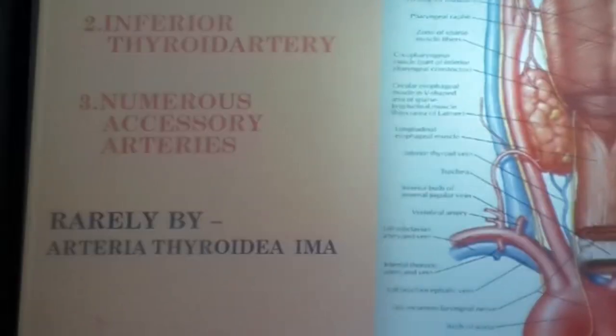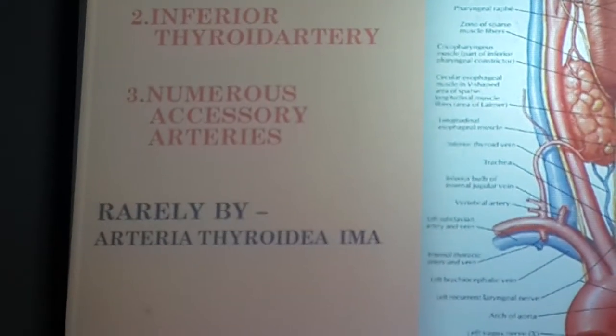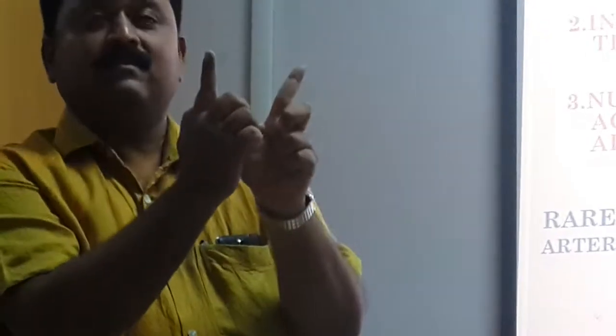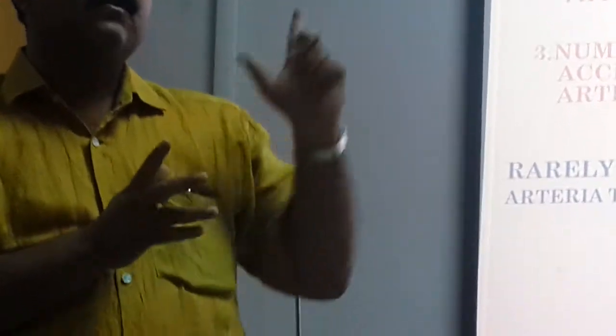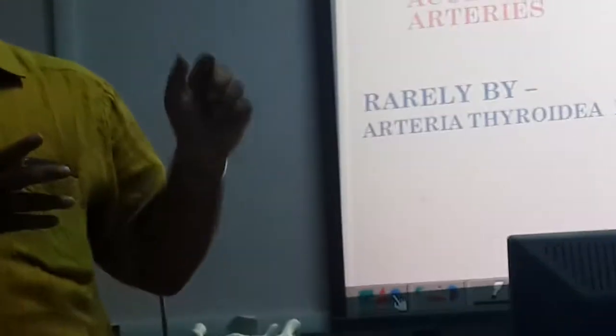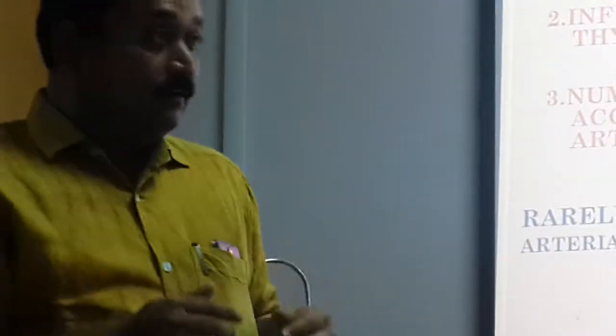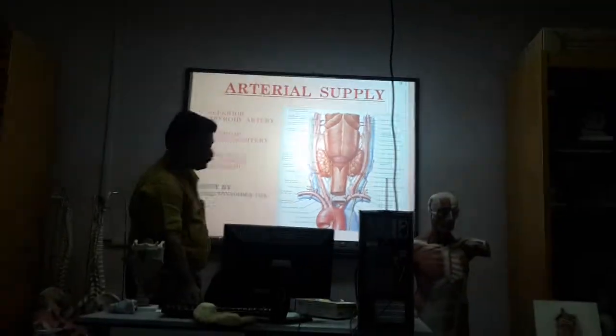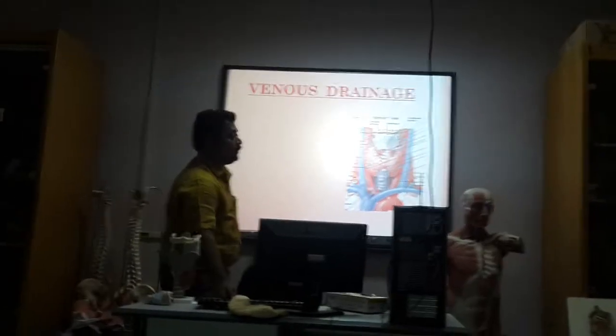In some individuals we may find this. Only about 1%, 0.5%. Directly from the arch of aorta, there is a branch supplying the thyroid gland in rare cases. Normally, superior thyroid artery is a branch of external carotid artery, and inferior thyroid artery is a branch from thyrocervical trunk. Is it clear? Next is about the venous drainage.